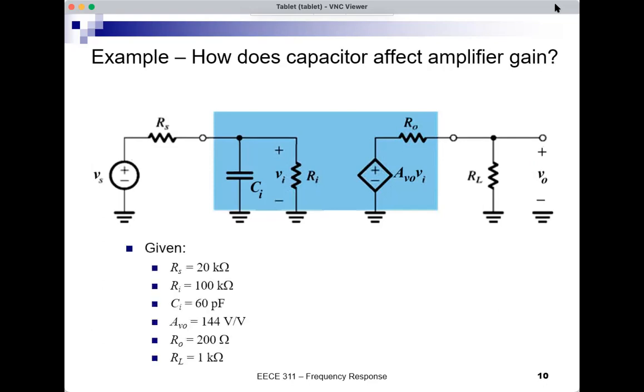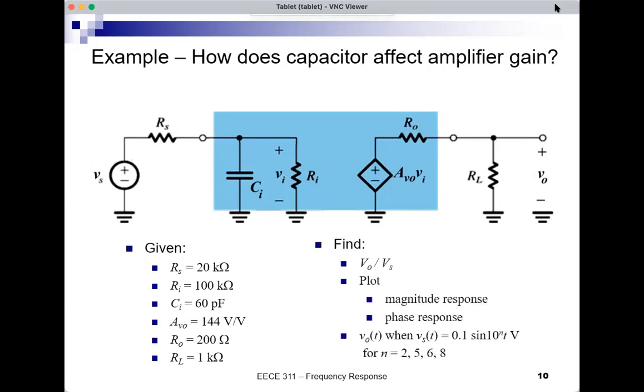Now, I'll use some numerical values just to illustrate, and I will try to find VO over VS, so the overall gain. What is VO over VS? And then plot the magnitude response and the phase response. These are called the Bode plots. And then find the voltage VO of t. So the output voltage is a function of time, A sine omega t plus phi. What is A? What is omega? What is phi?